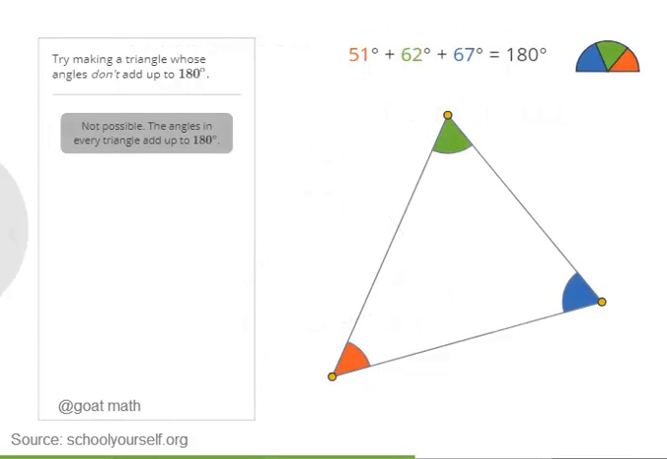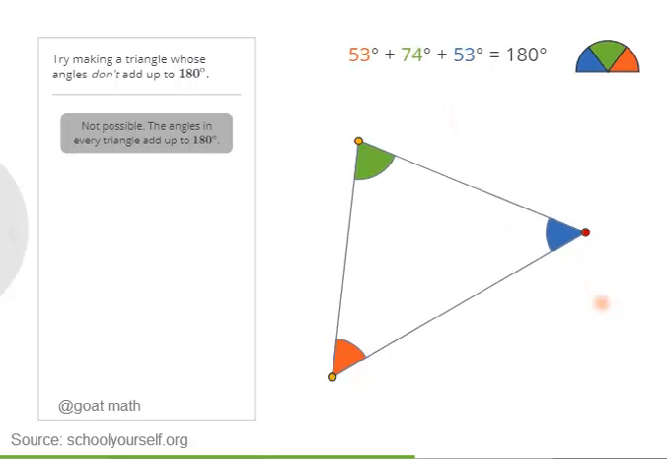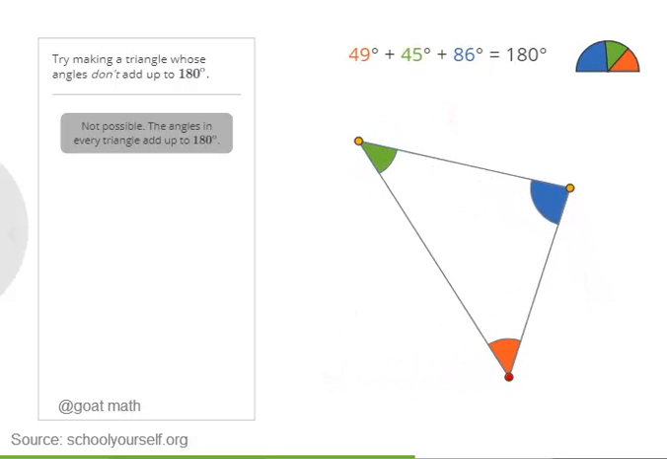Now that you've proven that the angles in every triangle add up to 180 degrees, here's one last chance to try to find a counterexample. Maybe there's some triangle out there whose angles add up to something other than 180 degrees.